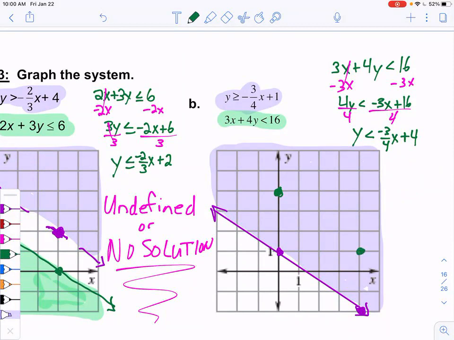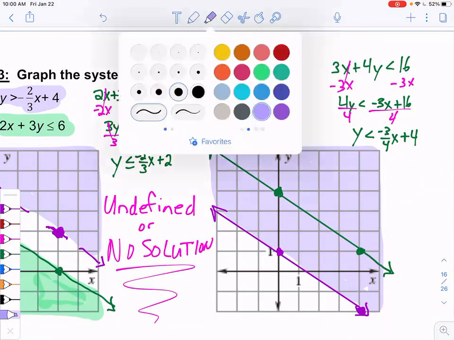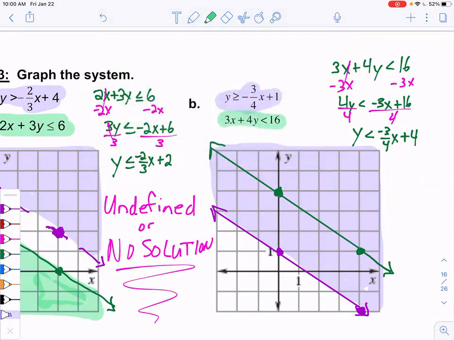I'm going to use this new trick. Oh, geez. There we go. Am I shading above or below this line? Above. If it's less than. Oh, hold on. I messed up.